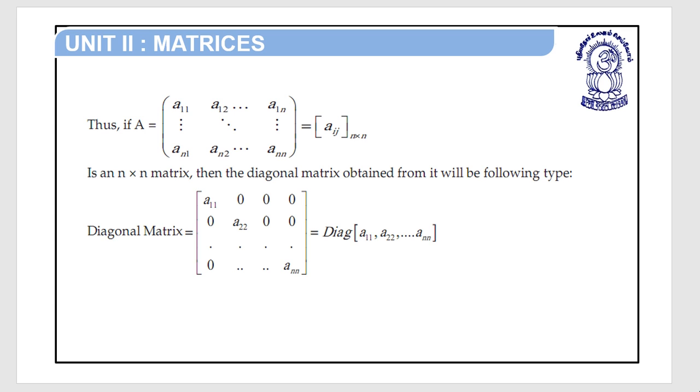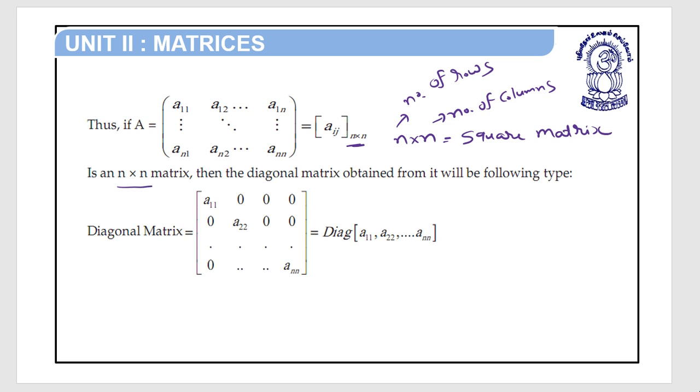If A is equal to the matrix with entries A11, A12 up to A1n, down to An1, An2 up to Ann, that is A of order n by n, it is a square matrix: the number of rows and number of columns are the same. For an n by n matrix, the diagonal matrix obtained from it will be of the following type: A11, A22, and in the same way A33, A44 up to Ann. It is called a diagonal matrix.